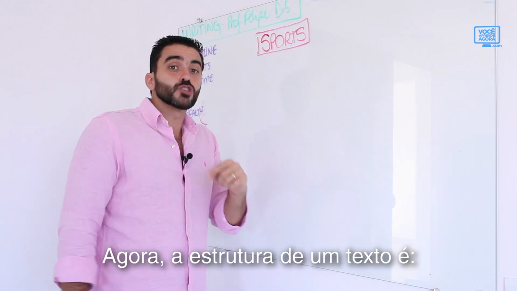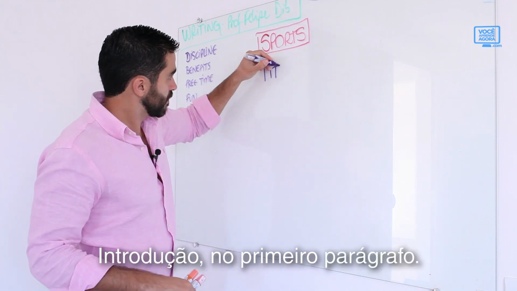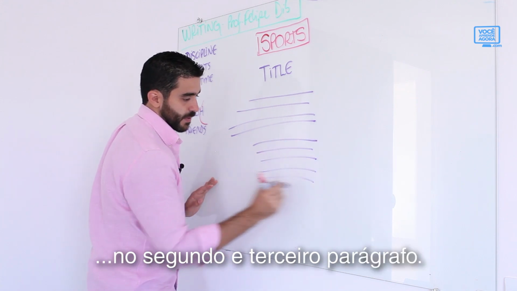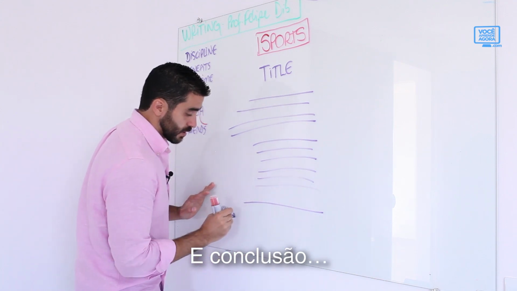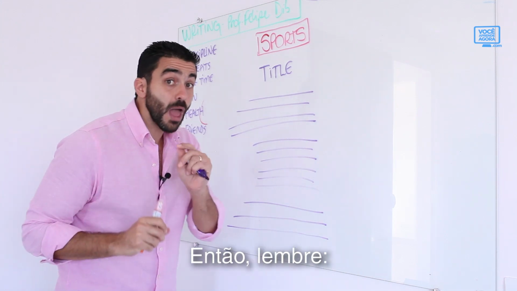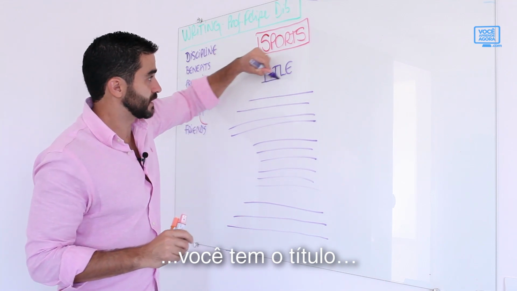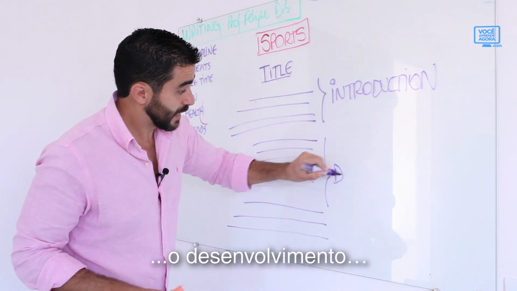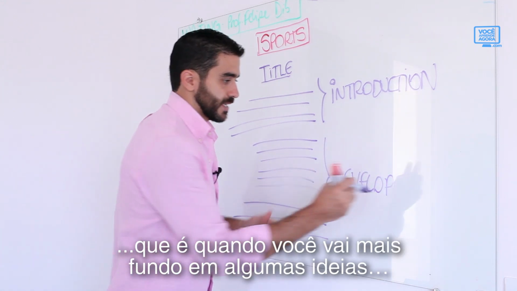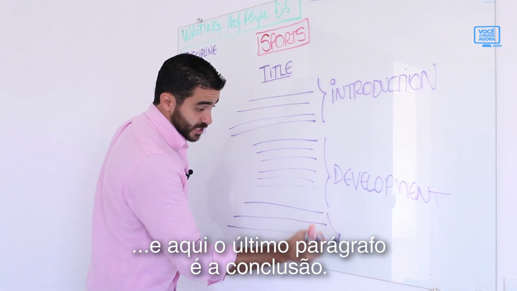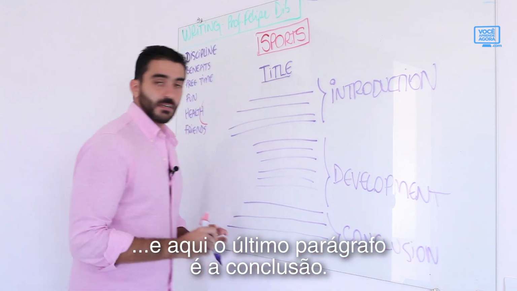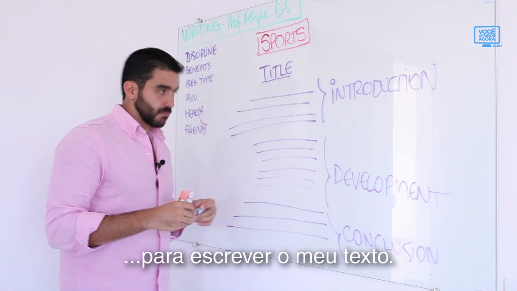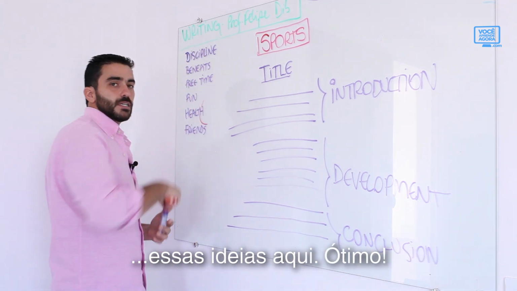Okay, now the structure of a text is title, introduction on the first paragraph, development on the second and third paragraph, and conclusion on the last paragraph. So remember, when you write your text, you have the title, then the introduction, then the development, when you go deeper into some ideas, and the last paragraph is the conclusion. All right, this is the structure, and I'll follow it to write my text. I'm going to talk about sports, using these ideas here.